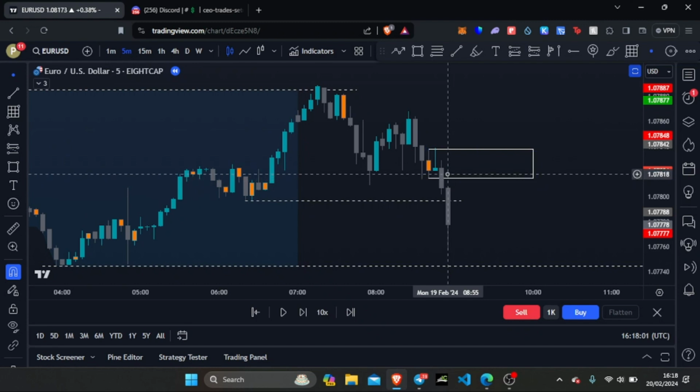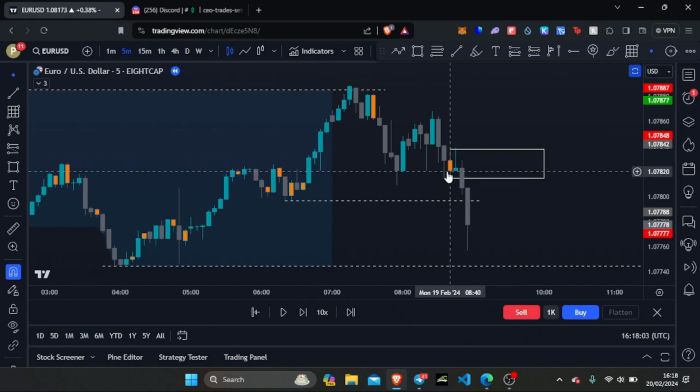So I hope you guys can understand that as we're building this story, as we're building the narrative for this short, there are so many confluences that I'm stacking on top of each other that is giving me so much confidence in this trade that when I go to execute, there is no doubt in my mind, which is why I'm able to execute without any hesitation.